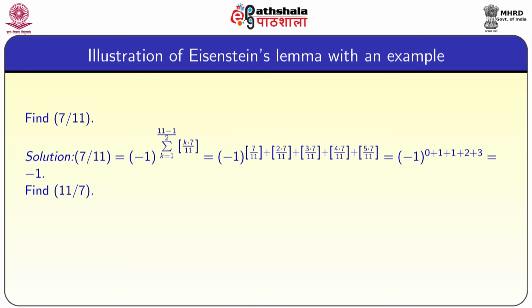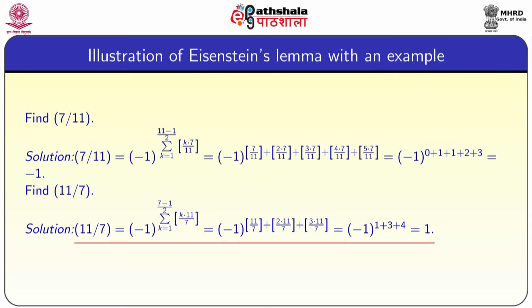Similarly, we can compute (11/7) as well. So, (11/7) is equal to (−1) to the power summation k = 1 to (7−1)/2 of floor of k·11/7, which is equal to (−1) to the power floor of 11/7 plus floor of 2·11/7 plus floor of 3·11/7, which is equal to (−1) to the power 1+3+4, which is equal to 1.